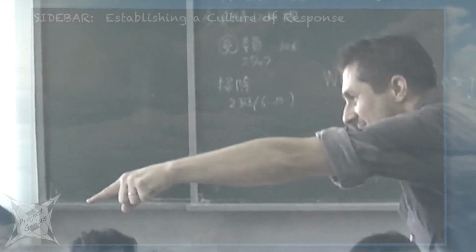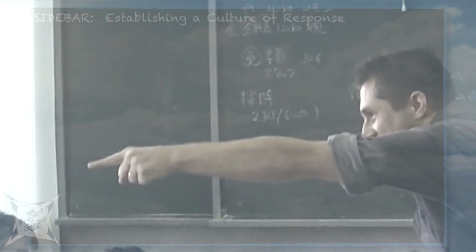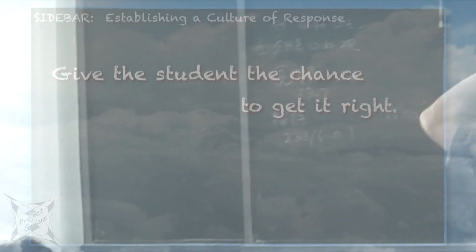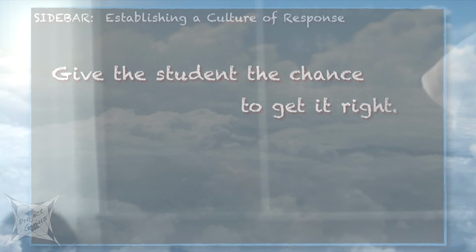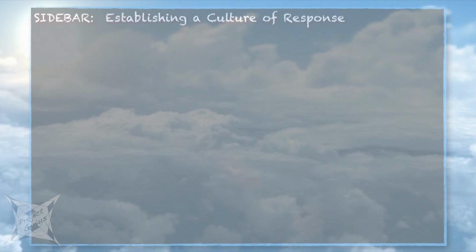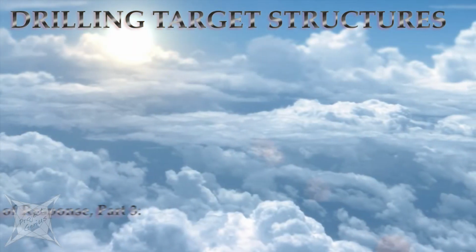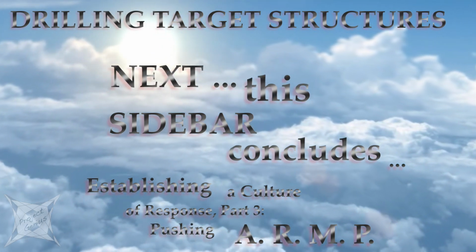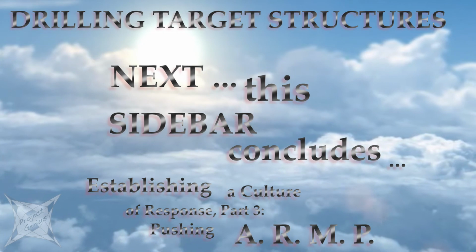So in my case, I moderate how I do corrections depending upon the disposition of each student, but I usually do correct in some way. And it is essential, if and however you do correct, that you come back to the student later in the lesson and give the student the chance to get it right, to experience success. In part 3 of the sidebar, I'll touch upon the importance of ARMP, authentic rhythm, melody, and pronunciation.